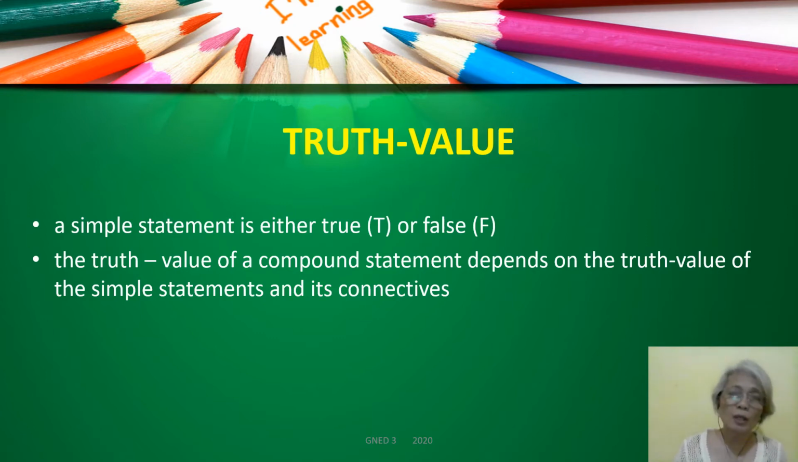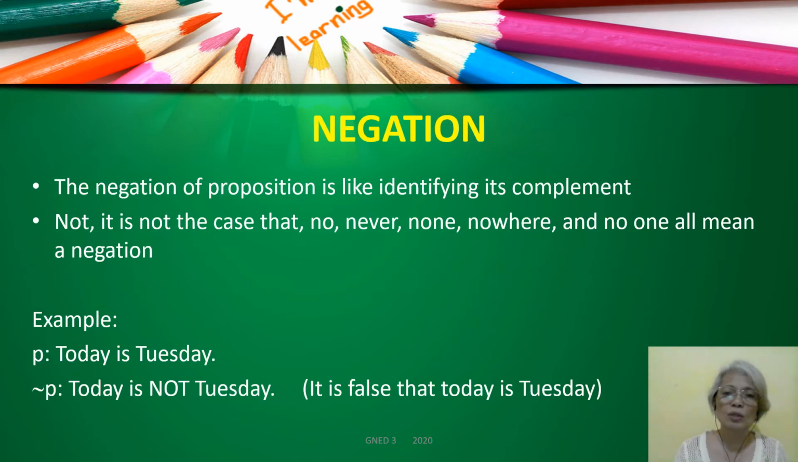As we mentioned earlier, a simple statement is one which is either true or false. Now, the truth value of a compound statement, where we use connectives, depends on the truth value of the simple statements which compose the compound statement and the connectives used, the logical connectives. So let's discuss first negation.